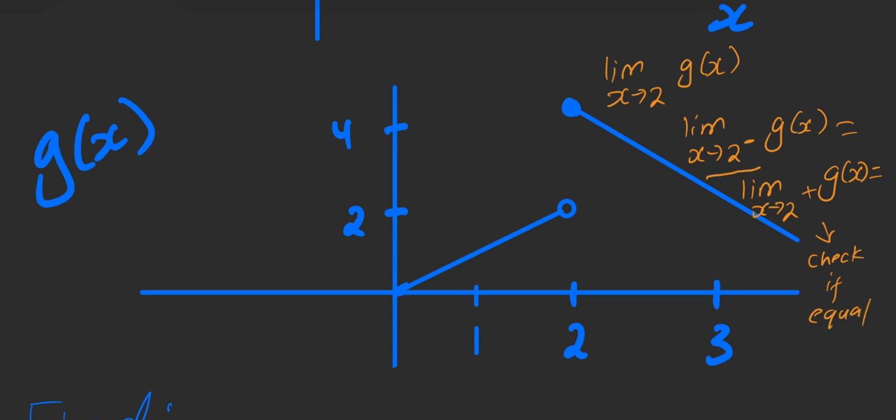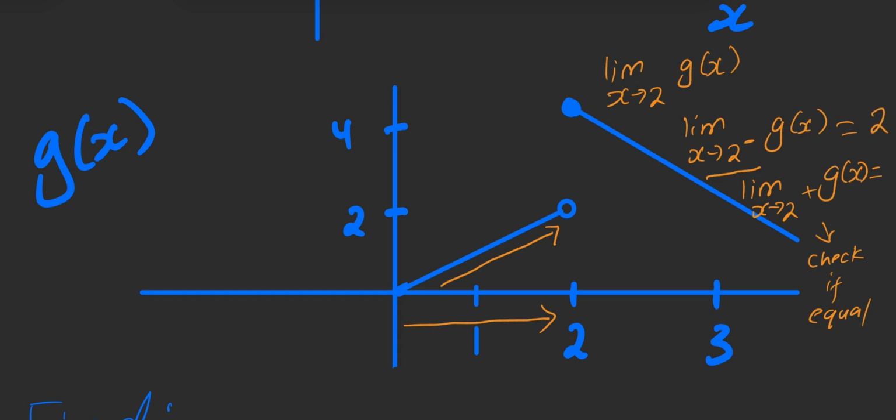Let's figure this out. So the limit as x approaches 2 from the left-hand side, as we are approaching 2 from values that are less than 2, you can see that our y values are growing and growing towards 2. They don't get to 2 because 2 is not defined here, but we care about the journey, so they're getting closer and closer to 2.